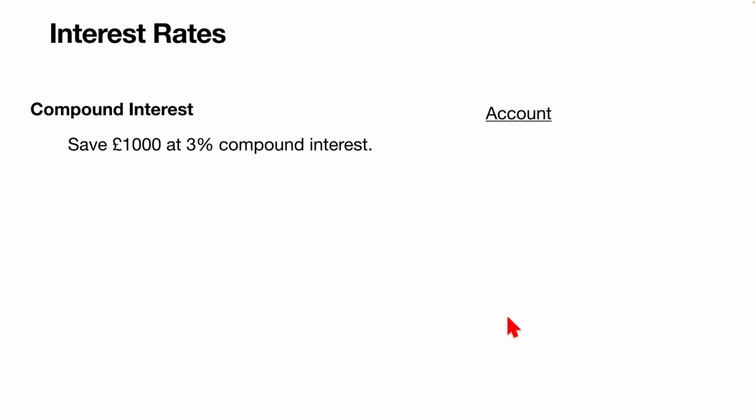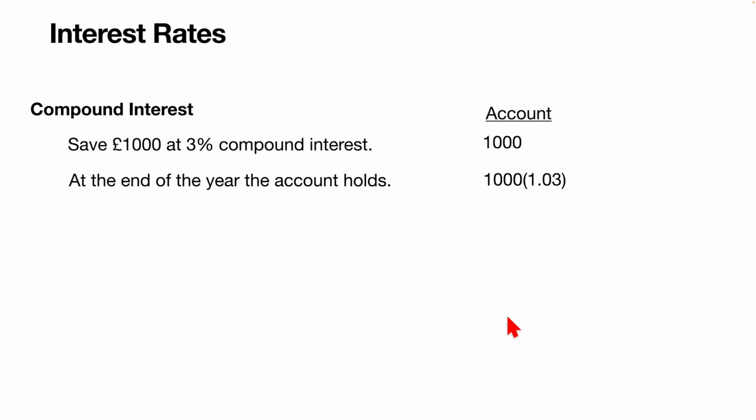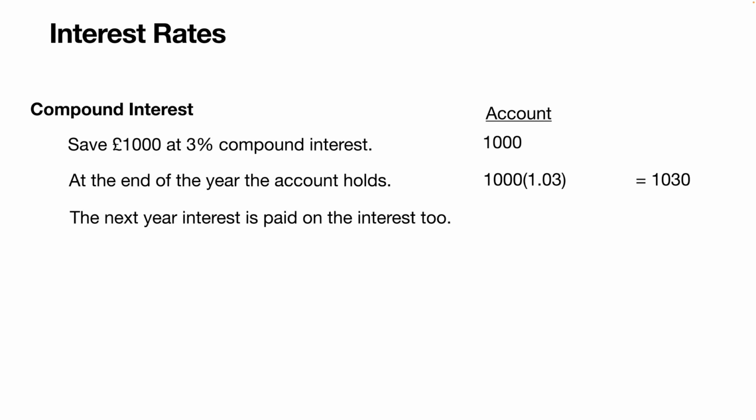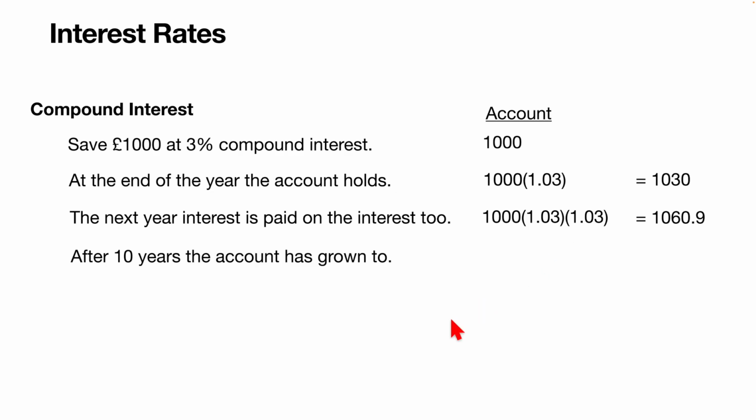Compound interest, however, is different. Save £1,000 at 3% compound interest. We end up with £1,000 to start. At the end of the year, the account holds 1,000 times 1.03, which is 1,030, the same as simple interest. The next year interest is paid on the interest too. So I did have 1,000 times 1.03 in the bank, and now I multiply all of that by 1.03, which is equal to £1,060.90, just a little bit more than you would have with simple interest.